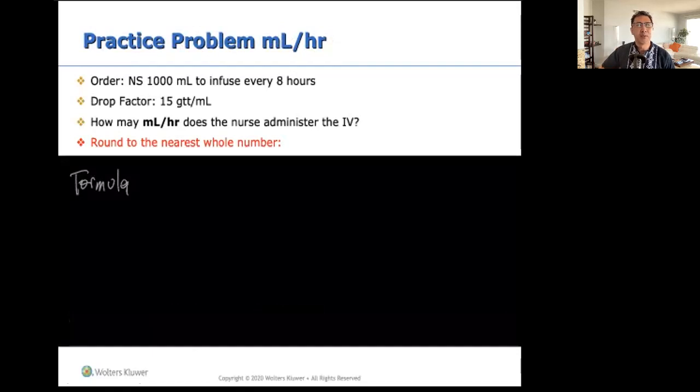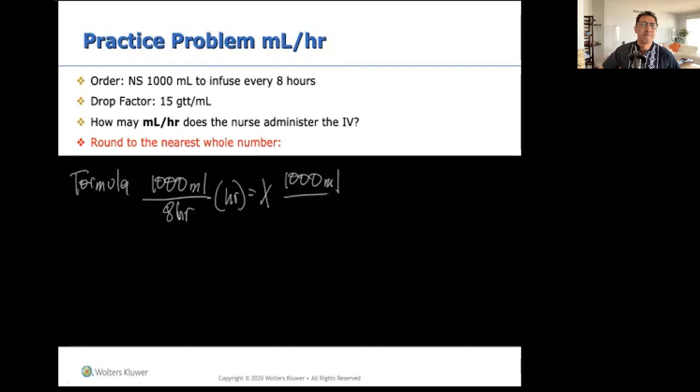Here's my formula to get the mLs per hour. Oh, the formula method, I mean. Did it 2 ways. The formula method, I have 1,000 ml. I need to infuse it over 8 hours.